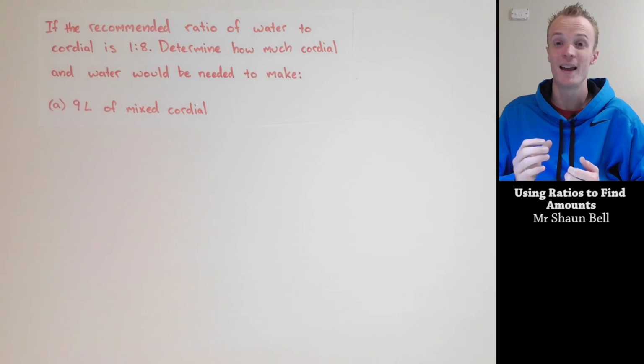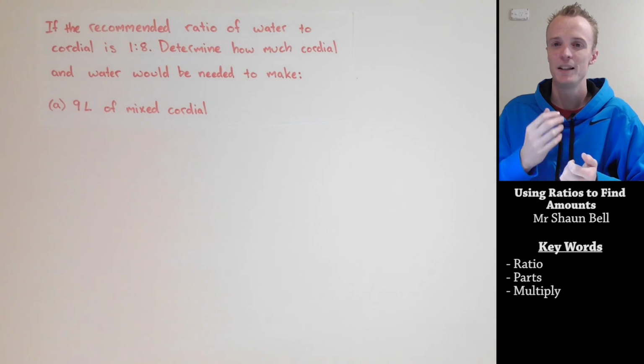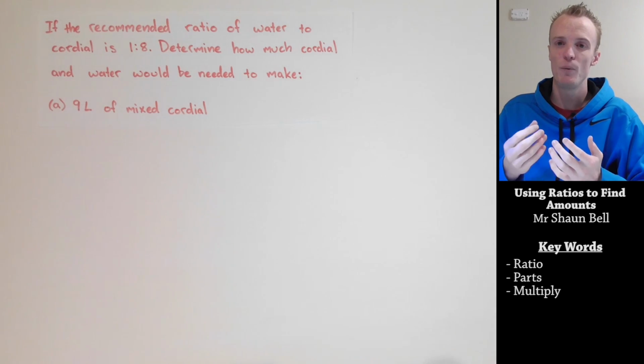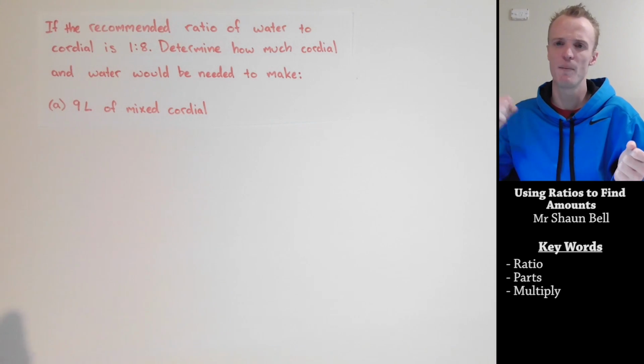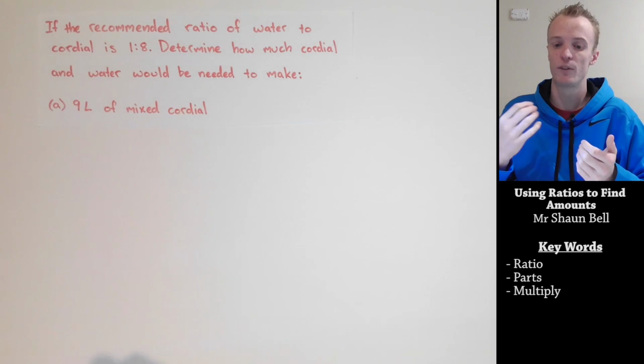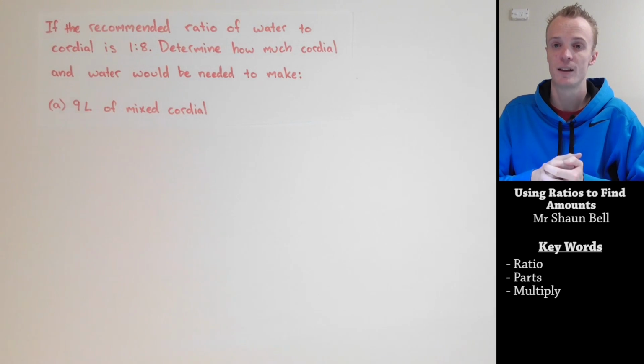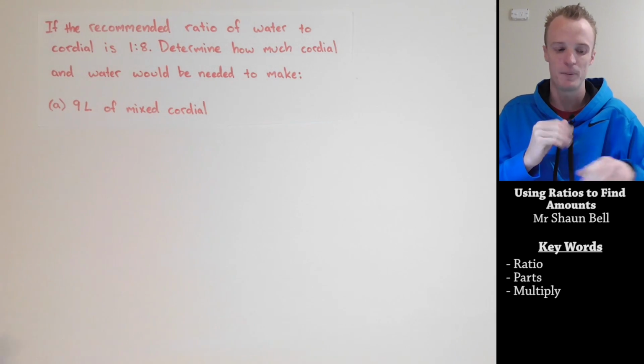One example in many households where ratios are used is on cordial bottles. For example, today I picked up a cordial bottle and it gave me a recommended ratio of cordial to water that was 1 to 8. So let's pretend I'm hosting a party and I want to work out how much cordial and how much water I need to mix together to make a large quantity of cordial, such as 9 litres of mixed cordial for my guests. How do I do it? Well, let's break it down.